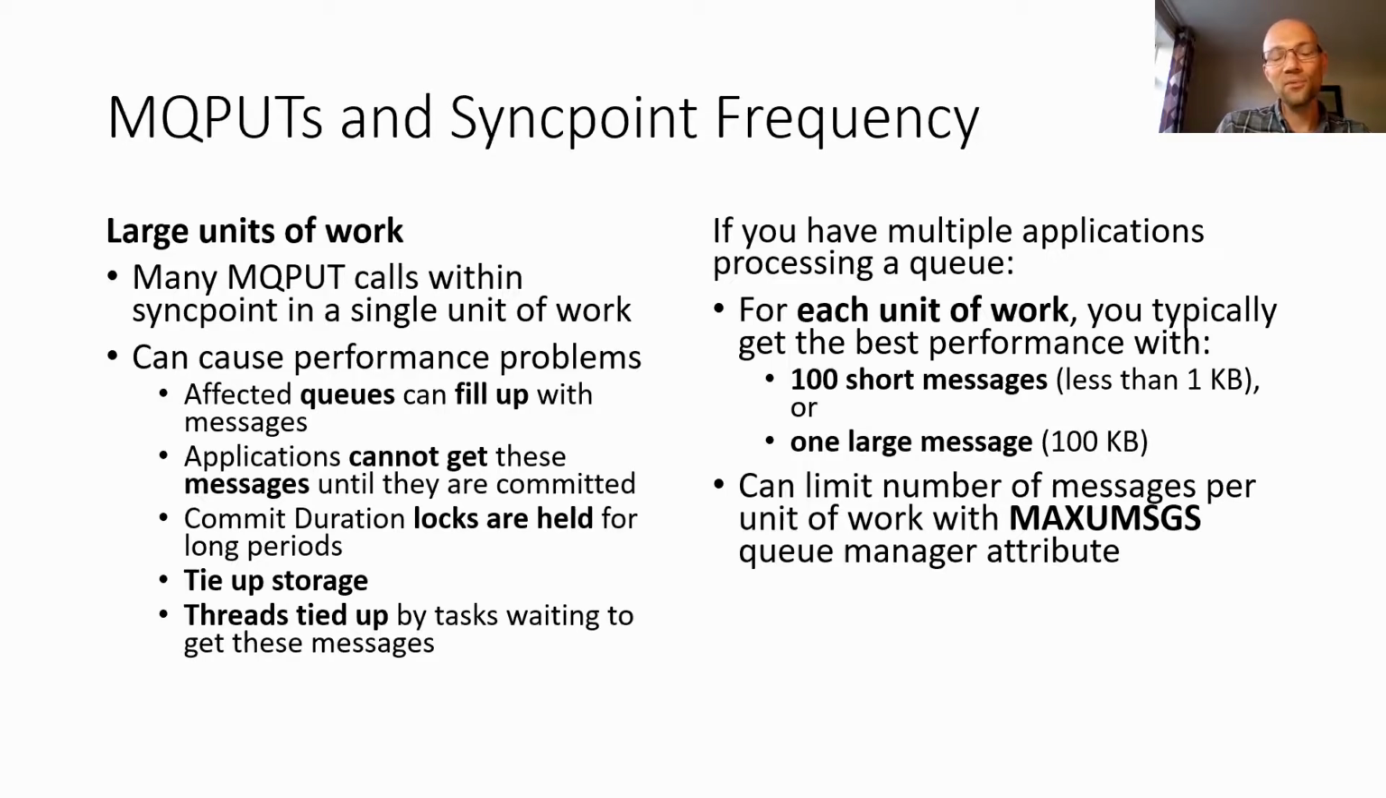So for each unit of work, you shouldn't have too many messages in it. As a rule of thumb, 100 short messages, or maybe even one large message. That essentially prevents your application that is doing a big unit of work from affecting other applications, because that can happen. So try to keep your units of work small if possible.